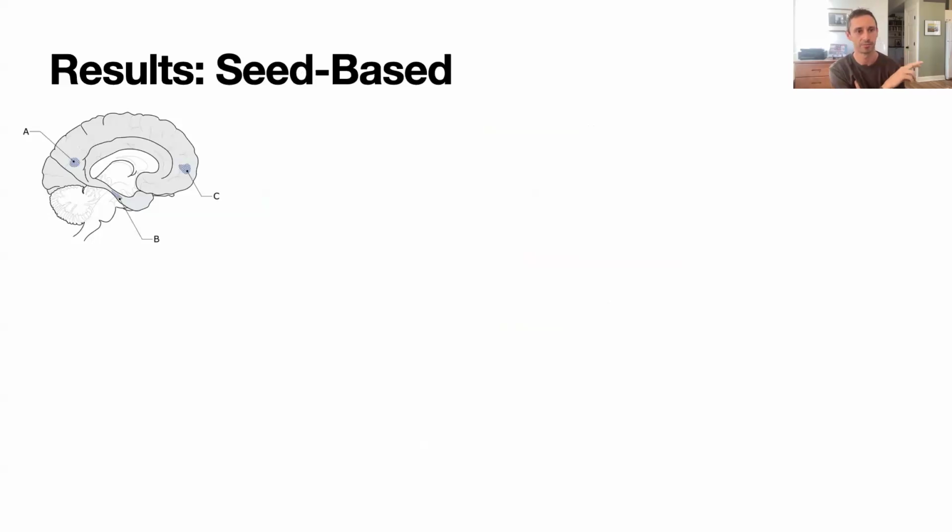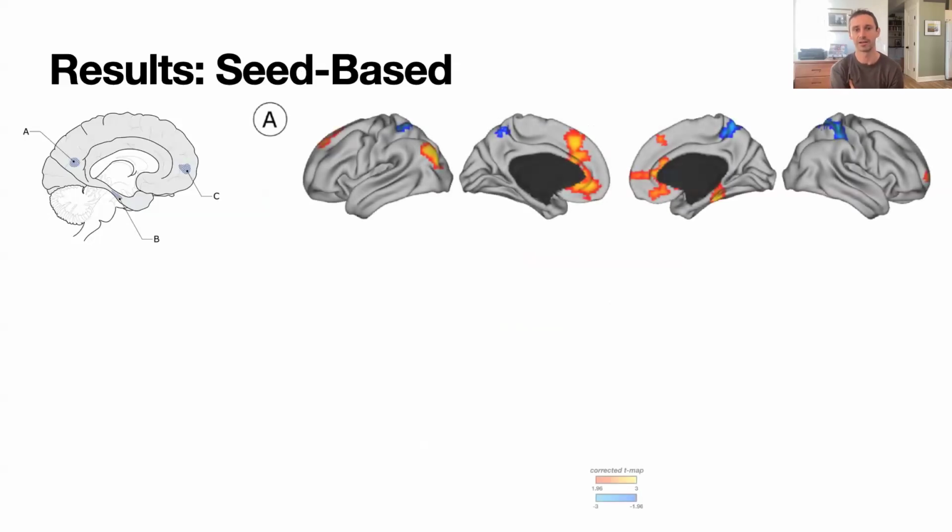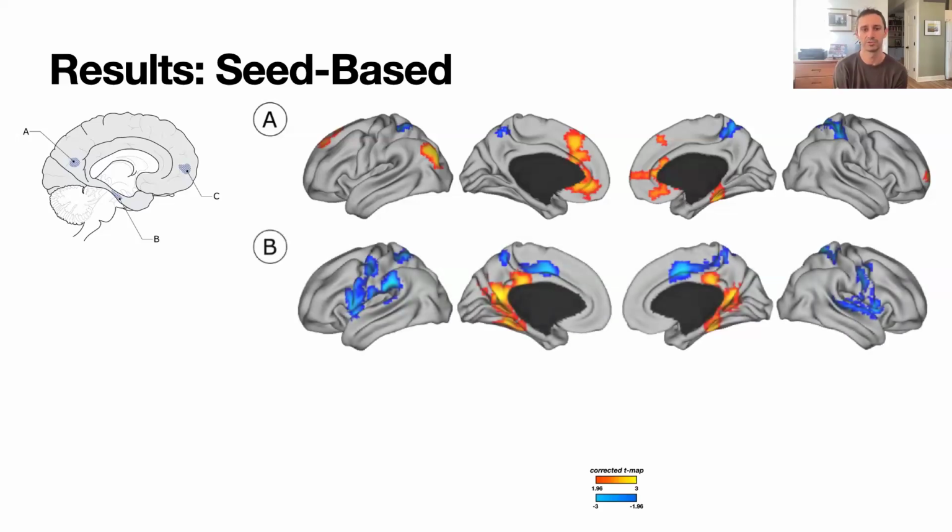So first I'll show you from seed region A, which was the posterior cingulate cortex. We found higher connectivity in HSAM participants to the anterior cingulate, along with voxels in the medial prefrontal cortex. Again, sort of this pattern of increased connectivity from the PCC along these cortical midline regions in HSAM. Next, from the MTL, we observed higher weighted degree to voxels within the posterior cingulate cortex, parahippocampal regions.